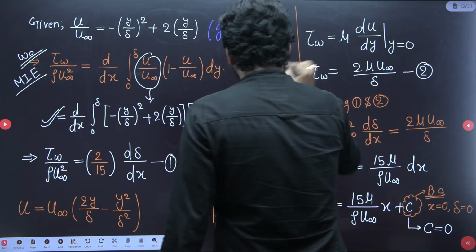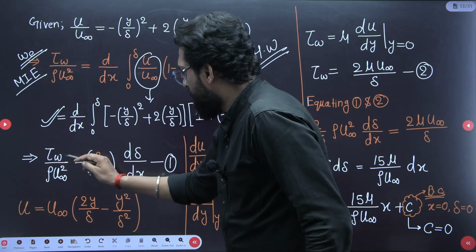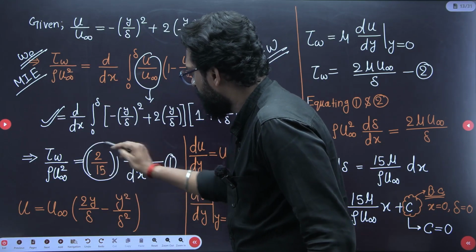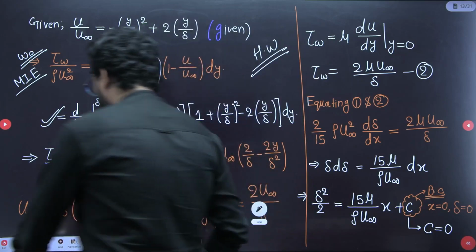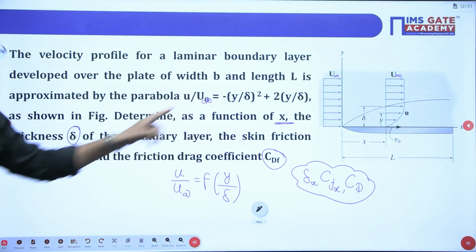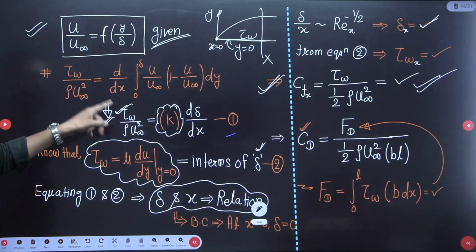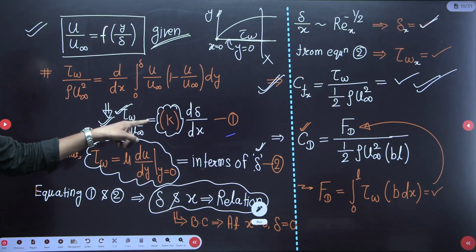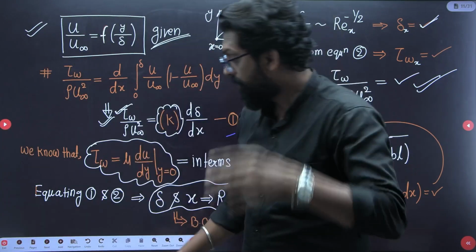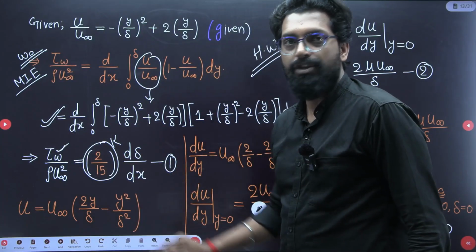If you integrate this equation, we already told that there is a relation between the wall shear stress and d delta by dx, and there is some constant. This constant is k. So according to this velocity profile, what is the constant? 2 by 15. So tau wall by rho u infinite square is equal to 2 by 15 d delta by dx. So in the form of wall shear stress, you got the first equation.